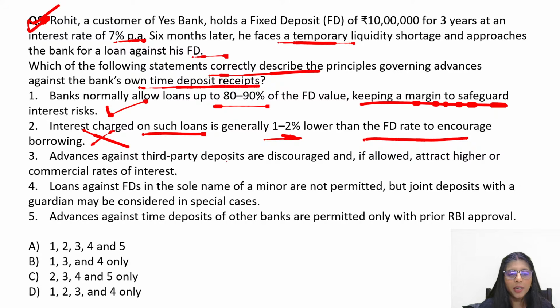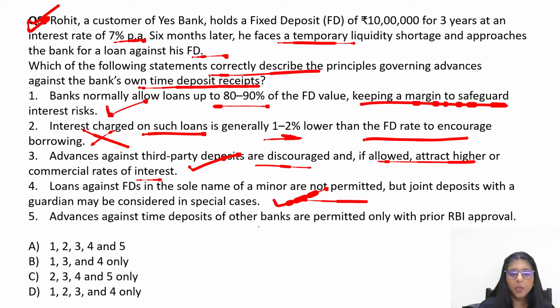Advances against a third party depositor are discouraged, and if allowed, attract a higher or commercial rate of interest. Correct. Loans against FD in the sole name of a minor are not permitted, but a joint deposit with the guardian may be considered in a special case. Yes, correct.